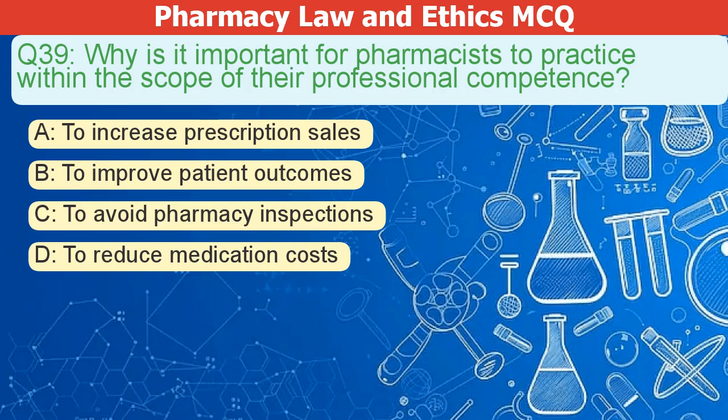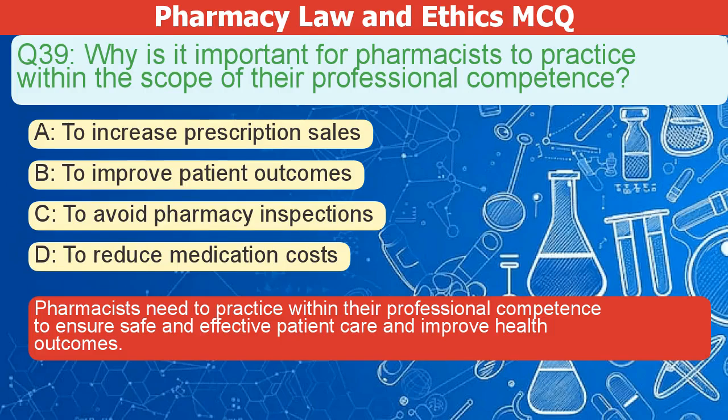Why is it important for pharmacists to practice within the scope of their professional competence? A. To increase prescription sales. B. To improve patient outcomes. C. To avoid pharmacy inspections. D. To reduce medication costs. The correct answer is B. Pharmacists need to practice within their professional competence to ensure safe and effective patient care, and to improve health outcomes.